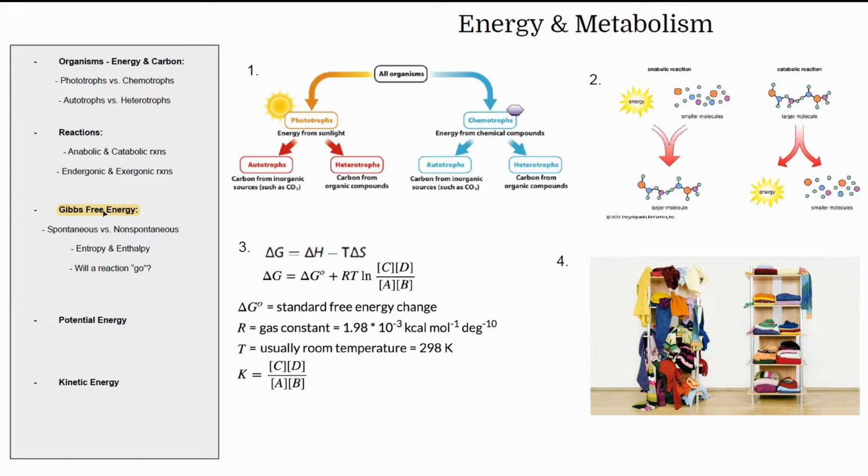Now, what is Gibbs free energy? Gibbs free energy is the amount of free energy available to do work in a reaction. Delta G is the change in free energy between products and reactants of a reaction. Basically, Gibbs free energy is a way for us to know if a reaction is spontaneous or non-spontaneous.